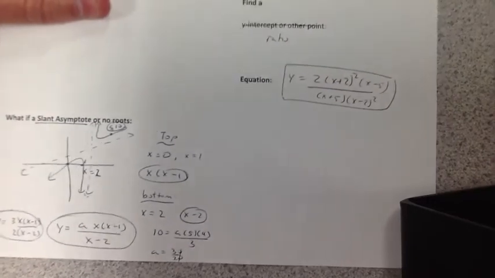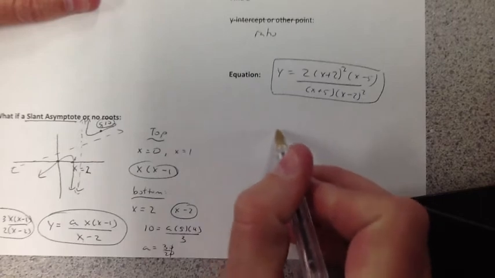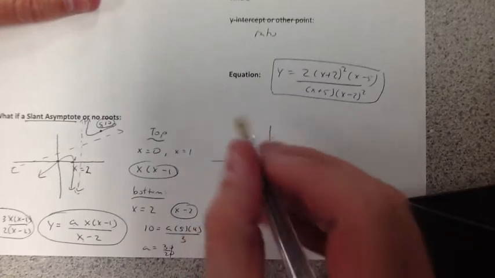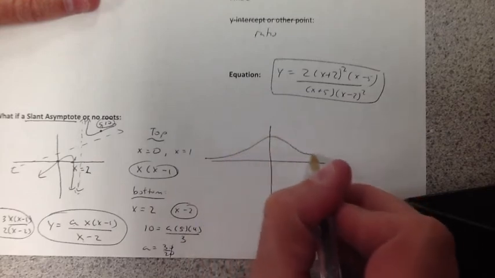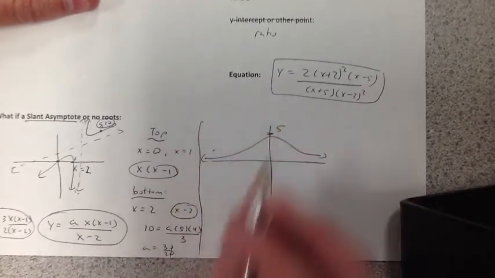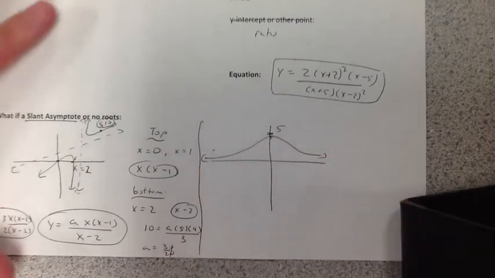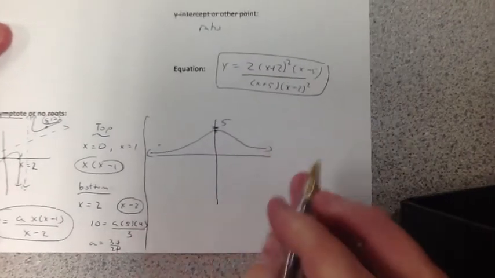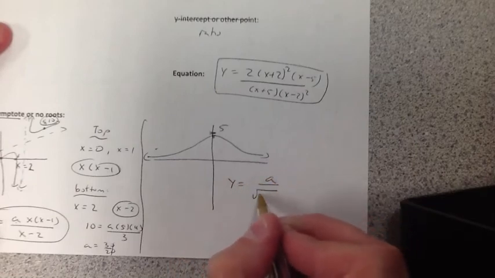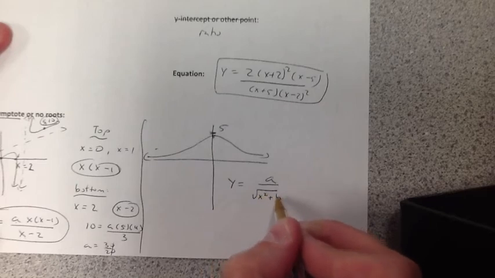Now the other one is, what happens if we have no roots? Now we saw one like this the other day. What if we have like it bubbles over somewhere like so, and it crosses here? Let's say x equals 5 is where it crosses. Okay. For this one, I memorized what the equation looks like. It's y equals, you have a over the square root of something, x squared plus b.